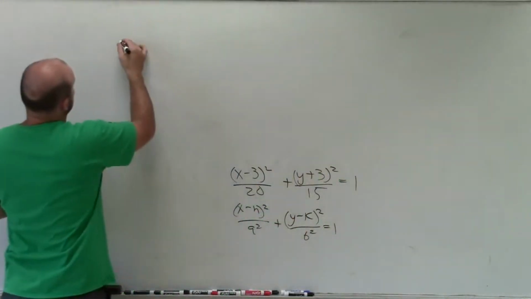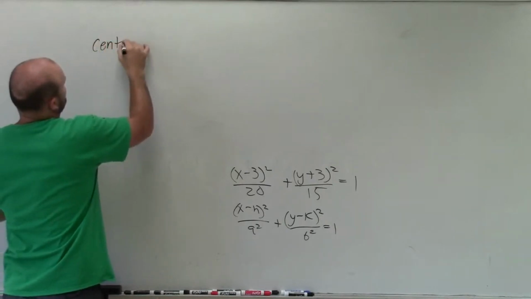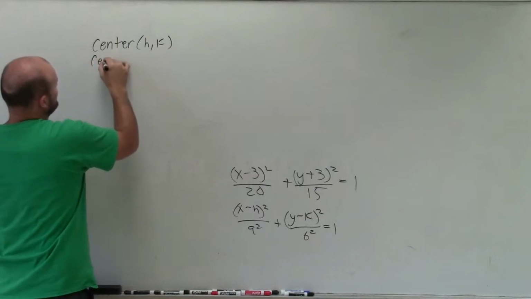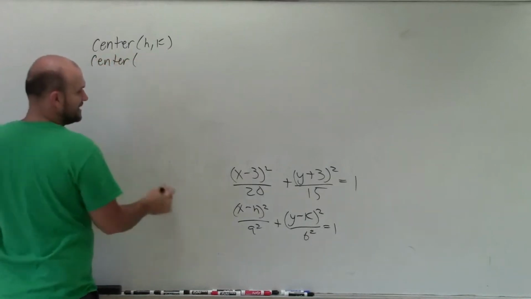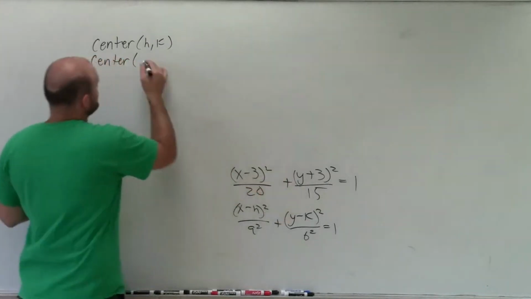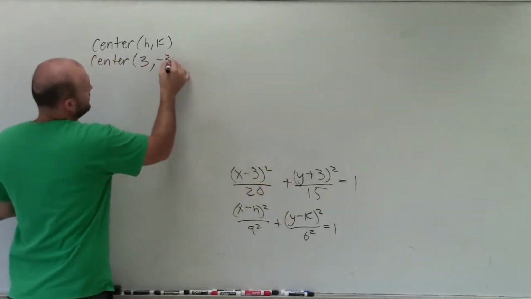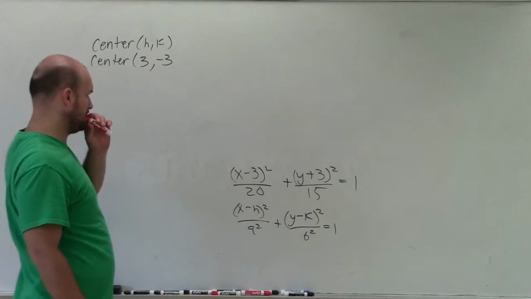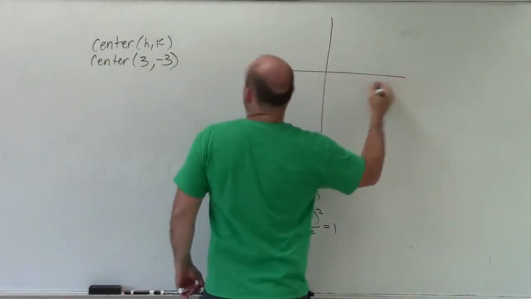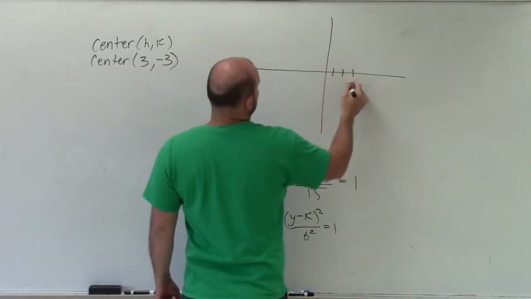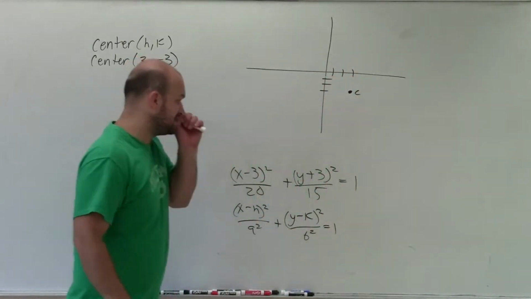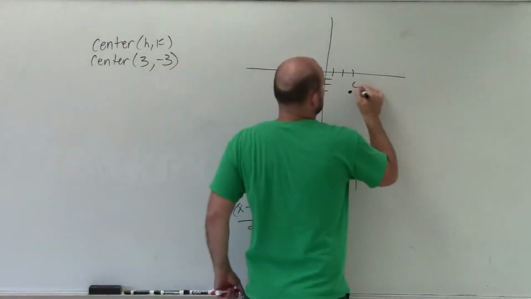So the first thing I always like to know is where's the center? Well, the center is h comma k. So in this case, we can say the center is at, remember, it's always opposite of h, opposite of k. So it's going to be 3 comma negative 3. So on my graph, I go positive 3, 1, 2, 3, negative 3. And I just label that with a C as a center. Actually, I'll go above because it's a major axis.